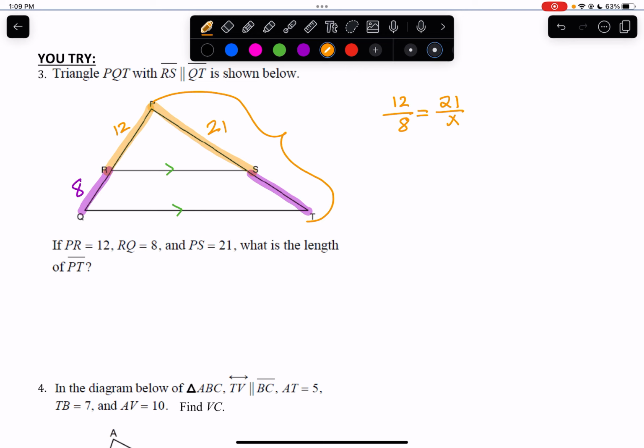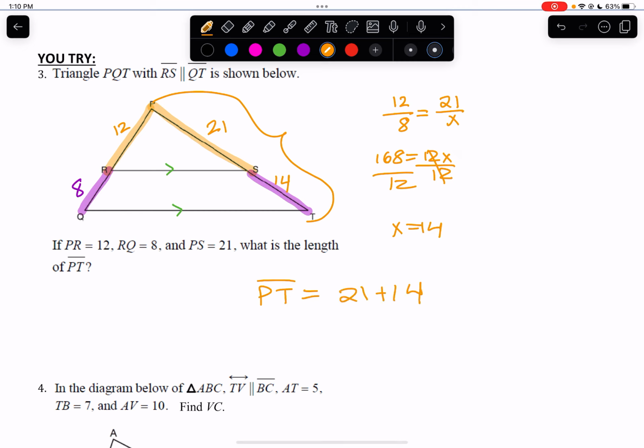So first we do 8 times 21. 168 equals 12X. Divide by 12. X is equal to 14. So that's the amount that's cut off. So PT is equal to 21 plus 14, which is 35.